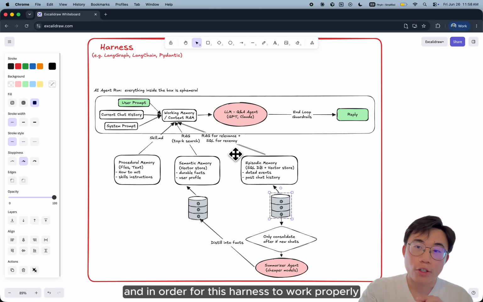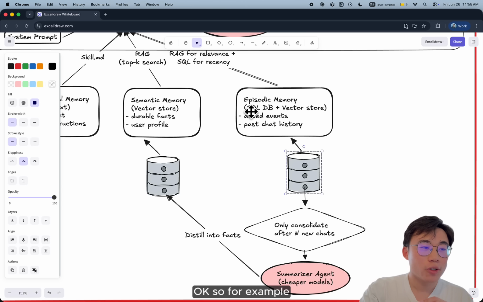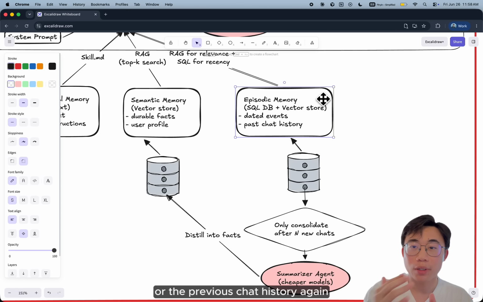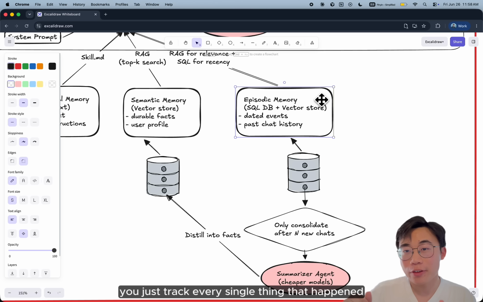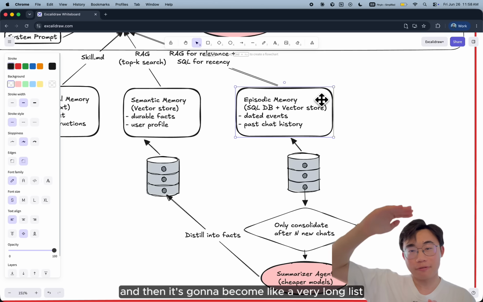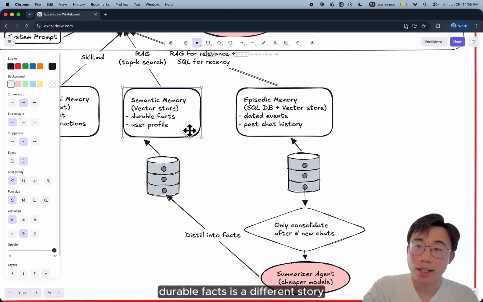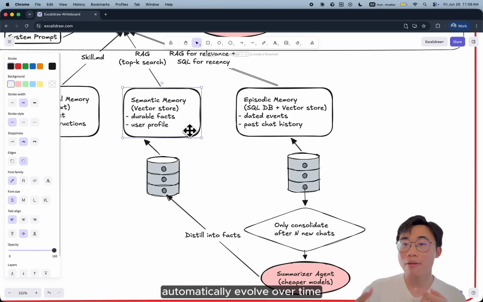And in order for this harness to work properly, you also need to figure out how to store the memories, okay? So for example, the episodic memory is the time series of the events that happened, or the previous chat history again. The way we store it is actually very simple. You just track every single thing that happened, and then it becomes a very long list of things that happened in history with timestamps. Durable facts is a different story. You can either input it yourself or you want the system to sort of automatically evolve over time.